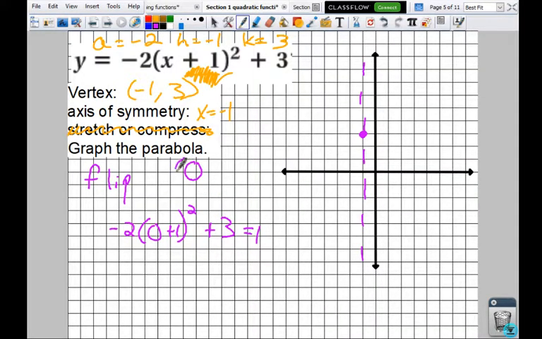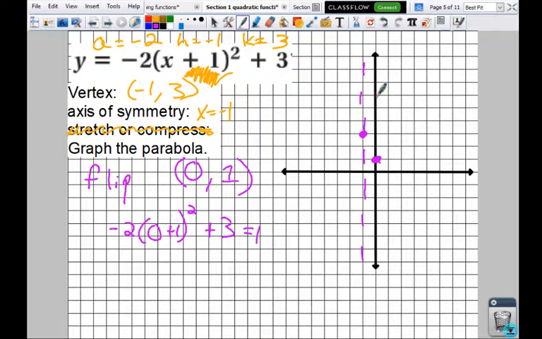Alright, so I get 1 when I plug it into Desmos. So I have the point 0, 1 on my graph. I plugged in an x that I picked and I got 1 out of it. So I'm going to go to 0, 1, and I'm going to put a dot there. And then this is where the axis of symmetry is nice.